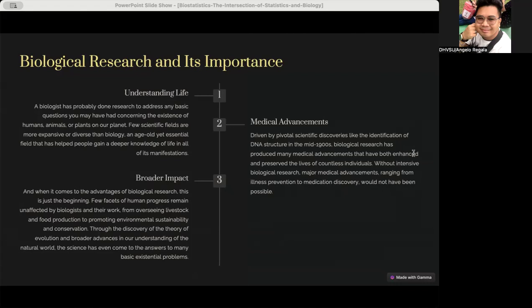Okay, so few scientific fields are more expansive or diverse than biology. Okay, since biology is an age-old yet essential field that has helped people gain a deeper knowledge of life in all of its manifestations or in all areas.